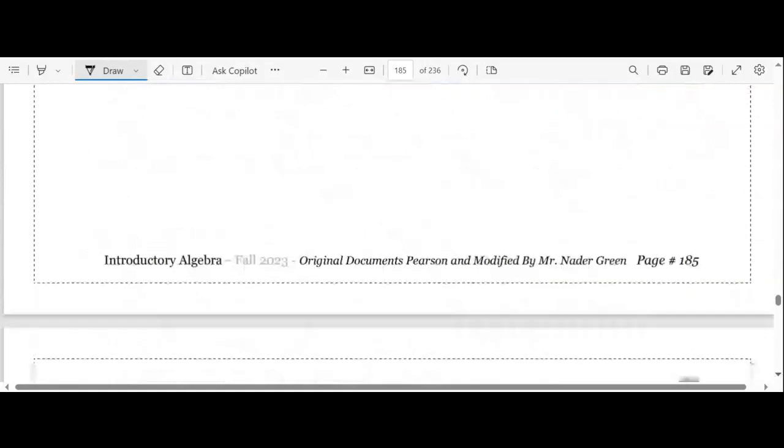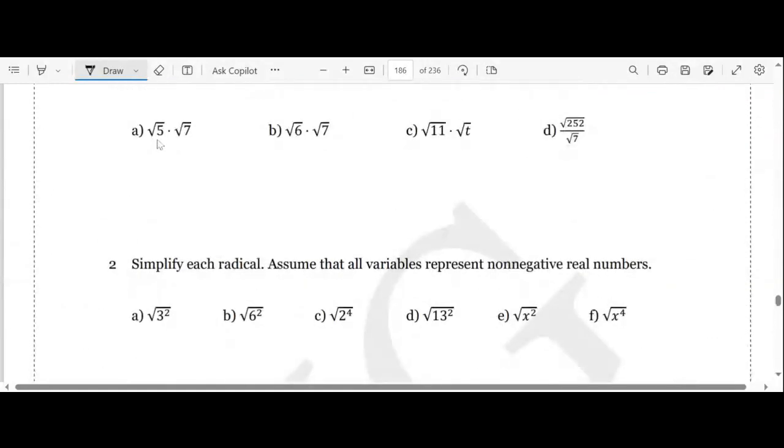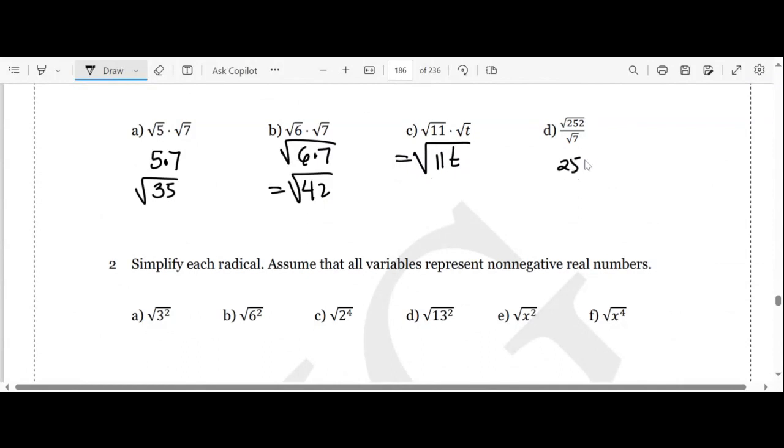All right, let's go for some exercises. Square root of 5 times the square root of 7. What will be the answer? 5 times 7, which will give you how much? 35. 6 times 7 gives you what? 42. What about this? 252 over 7. Okay.